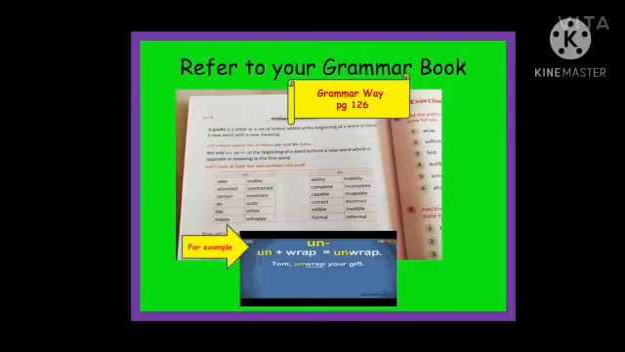Please refer to your Grammar Way book, page 126. You will see the meaning of prefix is given, that it is a set of letters which is added at the beginning of a word to form a new word with a new meaning. We will be just doing un and in class 4.